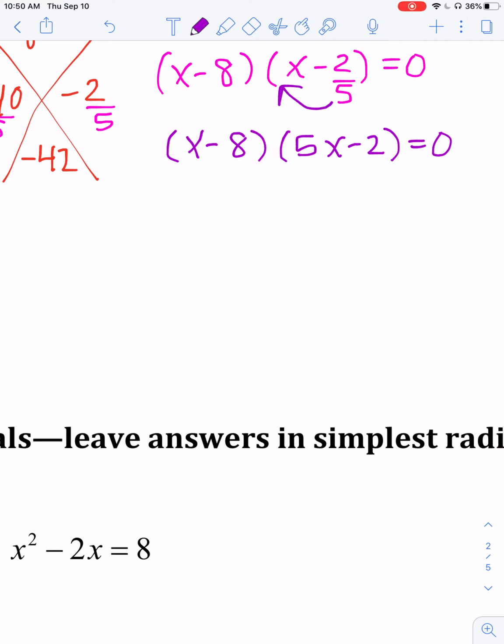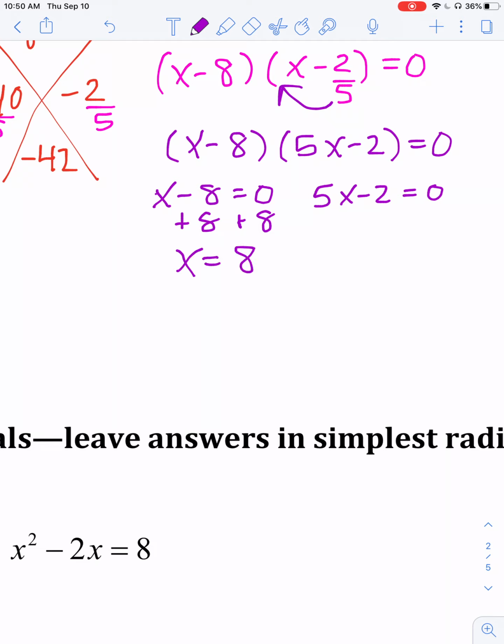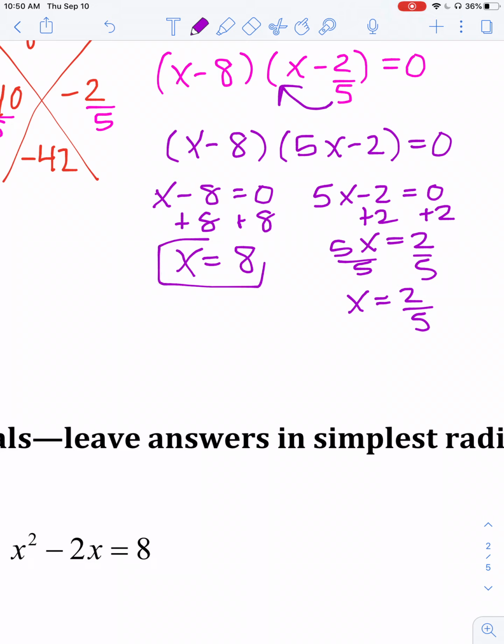Now to finish solving this, I set each factor equal to 0. So x minus 8 equals 0, and 5x minus 2 equals 0. And I solve for x. So for x minus 8, I would add 8 to both sides and get x equals positive 8. And then for 5x minus 2, I would add the 2 over first. 5x equals 2. And then divide by 5, and x equals 2/5. There's our two answers for that one.